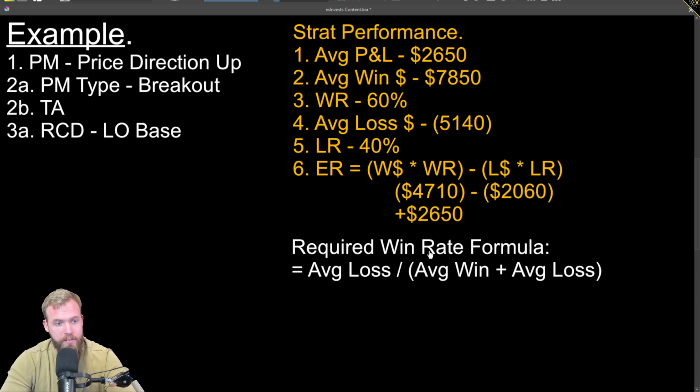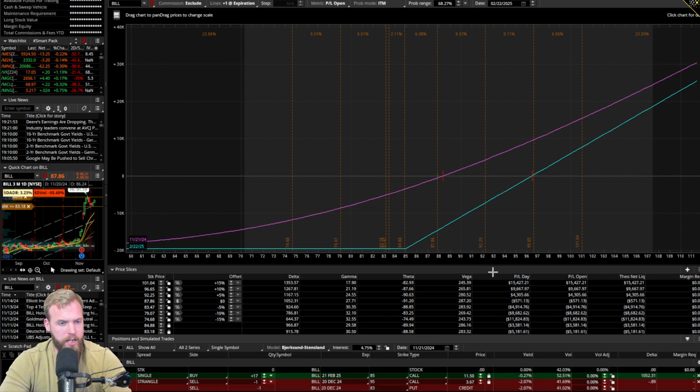But if you're interested in figuring out what the required win rate for something is, you can take what the average loss is, divide that by the average win plus the average loss, and this will give you the percentage. Let's use this example for that. If we pop back over to the platform and we say, okay, based on my technical analysis, I think the stock is going to go to 92. I'm just picking a number. And let's say that you make 4,050 bucks.